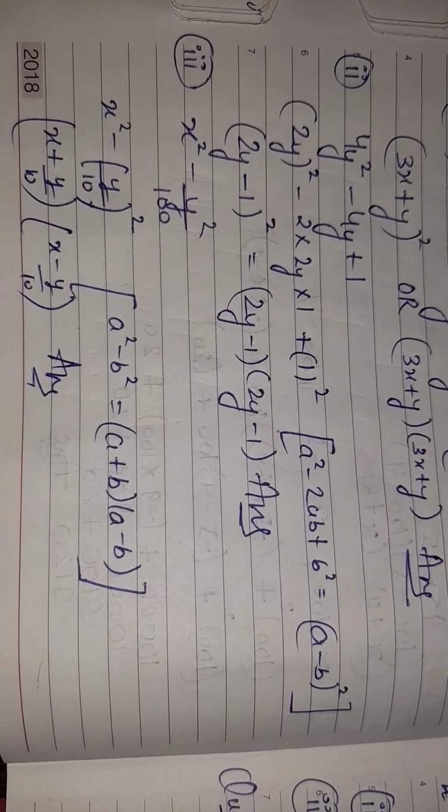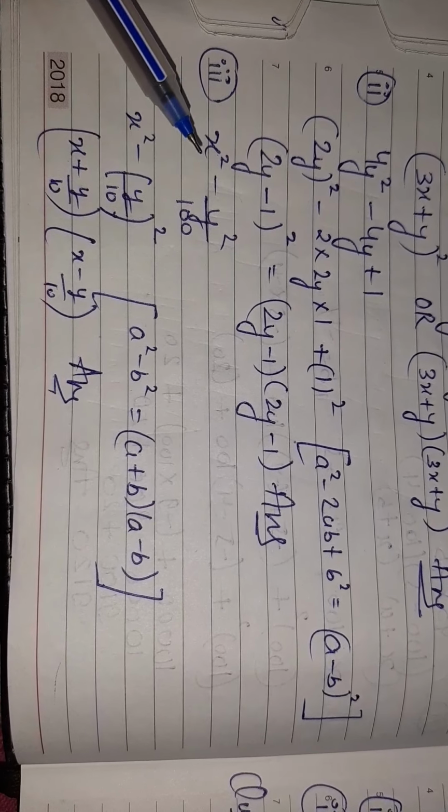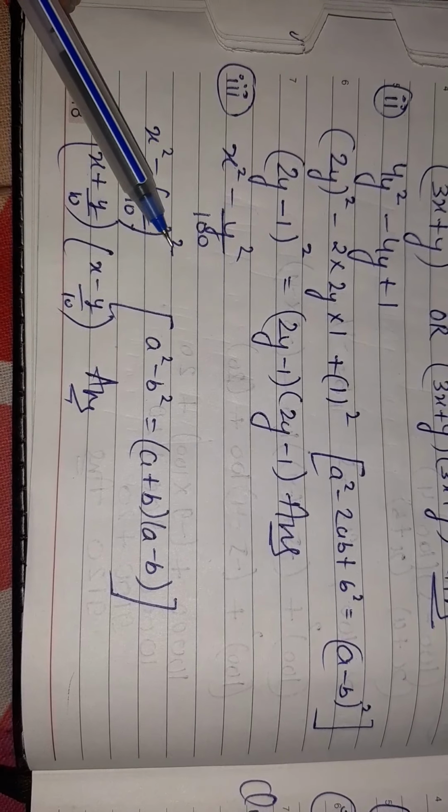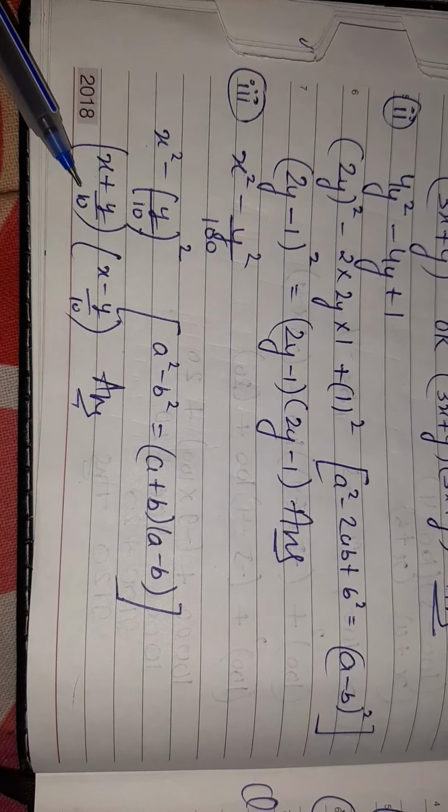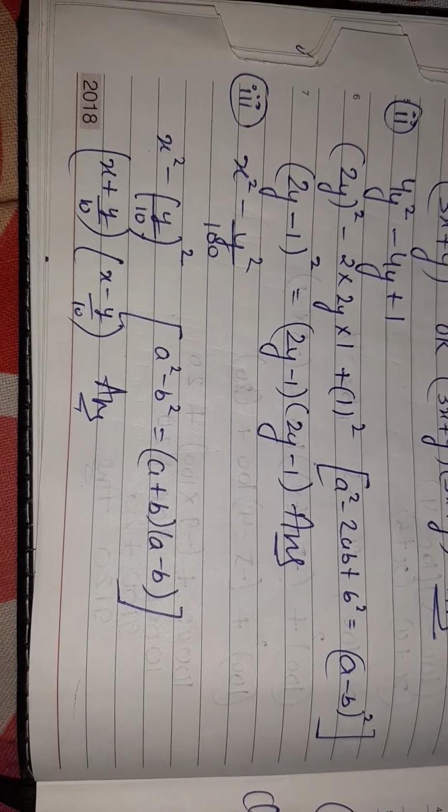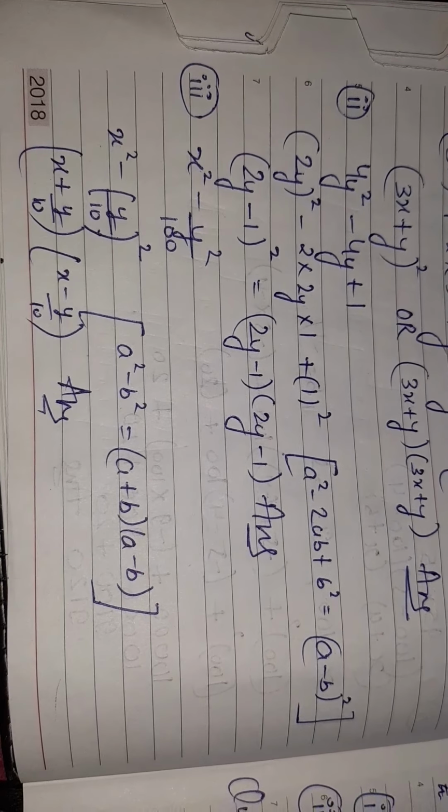The last question, x square minus y square upon 100. I can write it as x square minus (y upon 10) whole square. a square minus b square, (a + b)(a − b). Now do these questions very nicely. God bless you all.